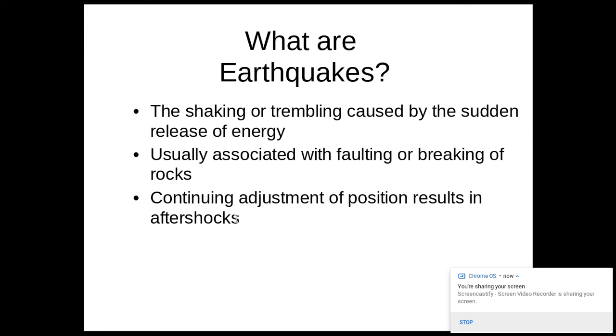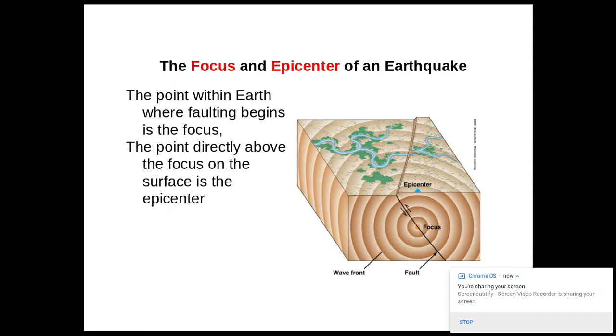So think about the transform plates we were talking about. Think about them sliding past each other. They're not smooth, they're rough, they're jagged, and they bind up. So they bind, pressure increases, and they snap. That snap causes the earthquake. So right here, that's what I'm talking about.